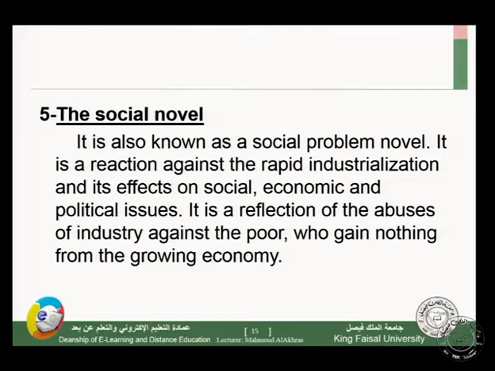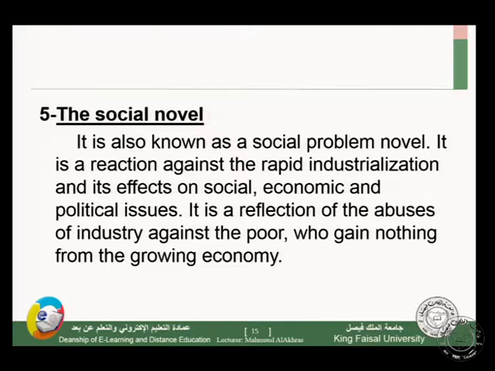5. We have the social novel. It is also known as the social problem novel. It is a reaction against the rapid industrialization and its effects on social, economic, and political issues. So this type is called by either name, the social novel or the social problem novel. It's a reaction to industrial life.